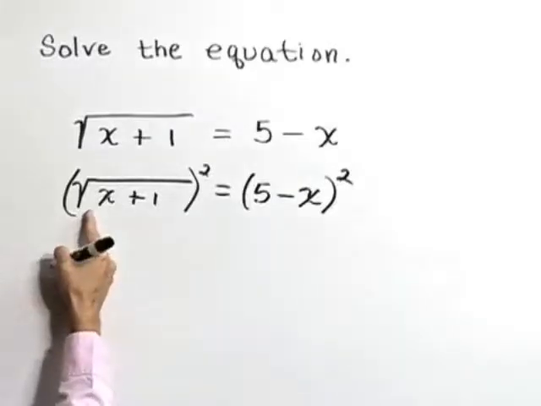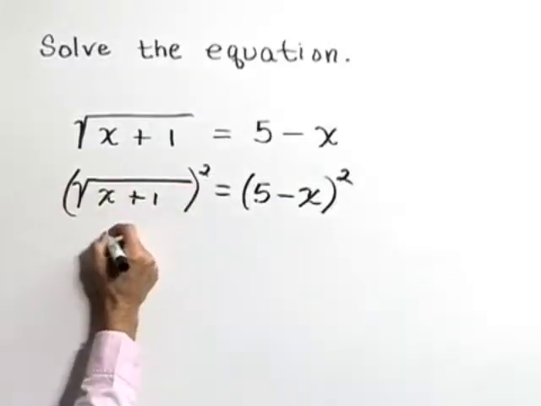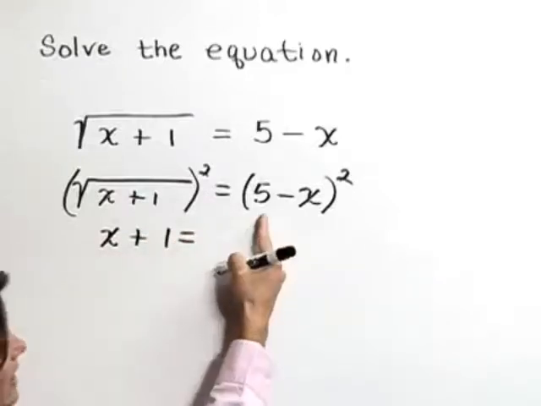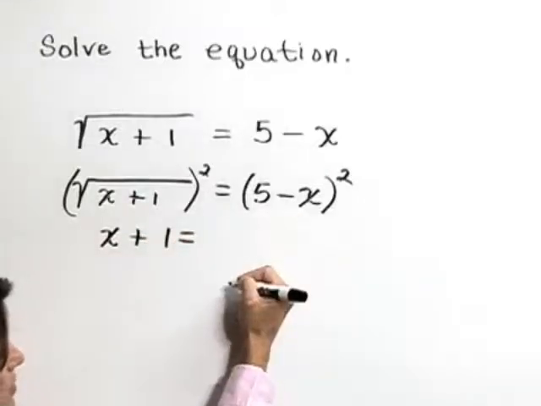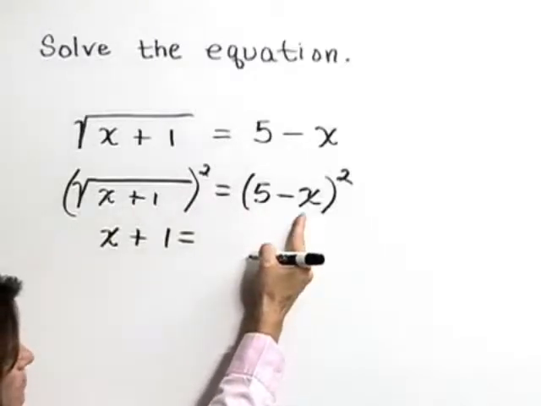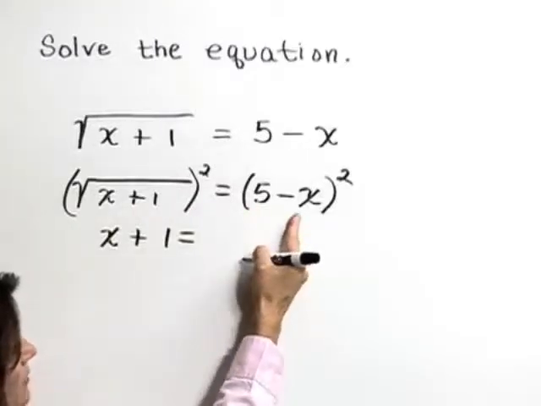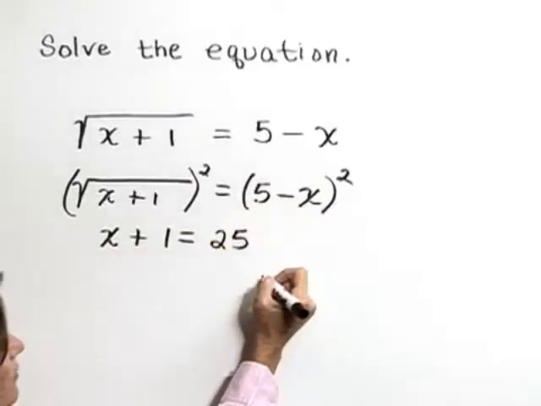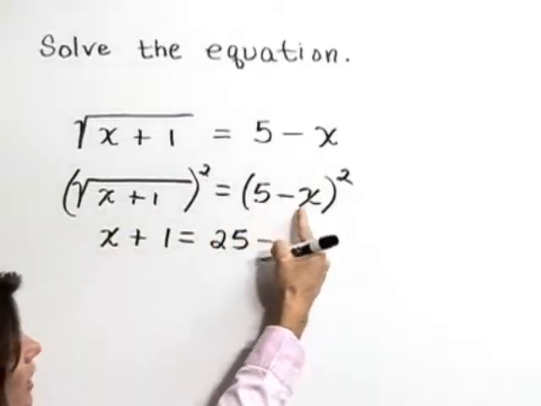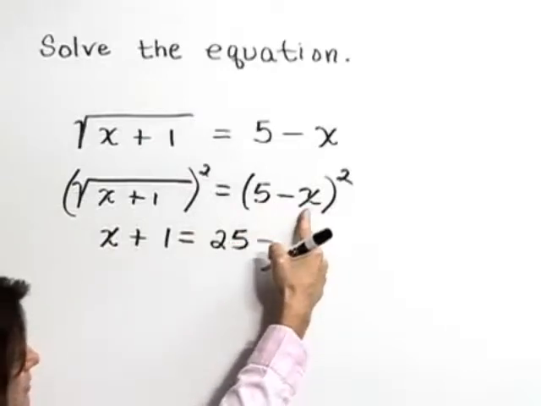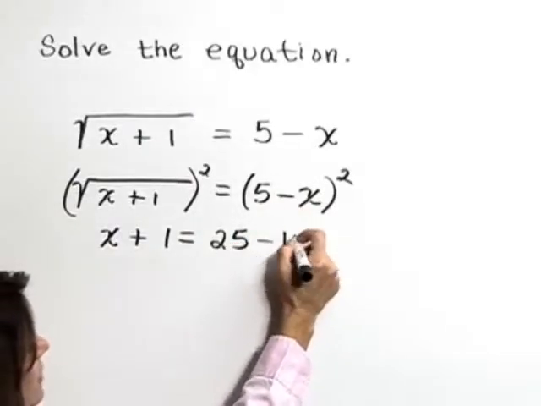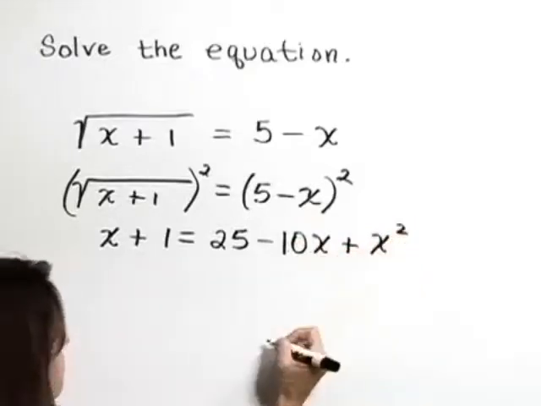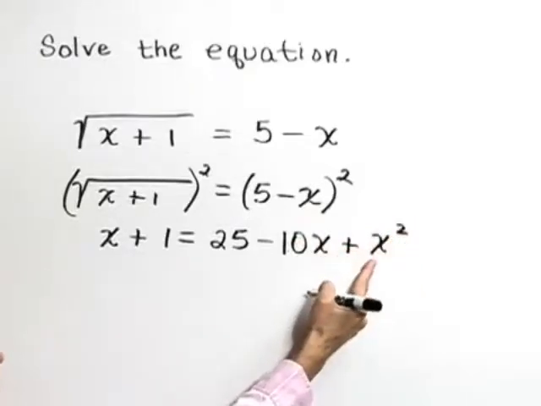As we square this radical term, the radical disappears, leaving us with x plus 1. On the right-hand side, don't forget to FOIL this out. We have a binomial squared, and as we multiply that times itself, we will get a 5 squared, which is 25, minus 2 times 5 times x. That's a minus 10x, and a plus x squared. This leaves us with a quadratic equation.